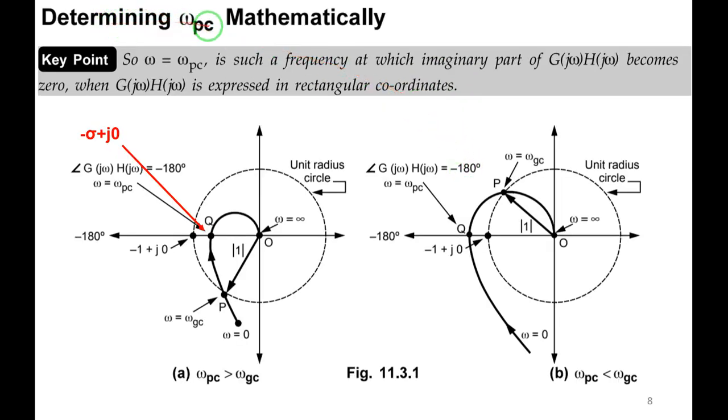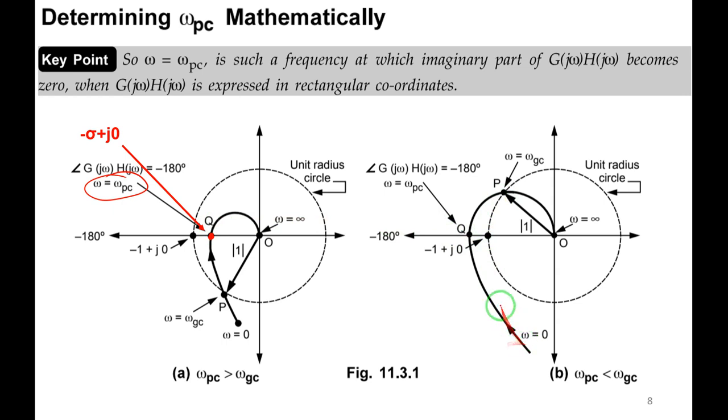Determining omega PC mathematically. So the same diagrams, figure A, figure B, you are familiar with these two figures. Okay, how to find out omega PC? That is very important. But we will not go for the graph. Okay, graph I will take. This polar plot is intersecting the negative real axis at this point Q, and this point Q will give me omega equal to omega PC. So this value will give me that. But how to calculate this omega PC value exactly? What is the frequency here I want to calculate? So we will do it mathematically. How to do it, we'll see next.